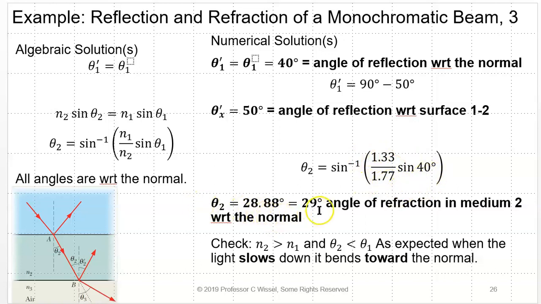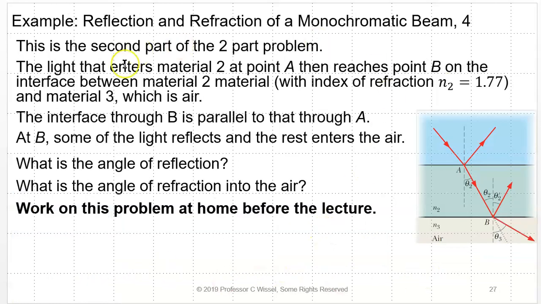It comes out to be about 29 degrees. And that's the angle of refraction in medium 2 with respect to the normal. So this is this angle right here, theta 2. And we should check this at this point. N2 is greater than N1, so theta 2 is going to be less than theta 1. And that's expected because the light is slowing down in this medium. It's going to bend toward the normal. Okay, this is the second part.